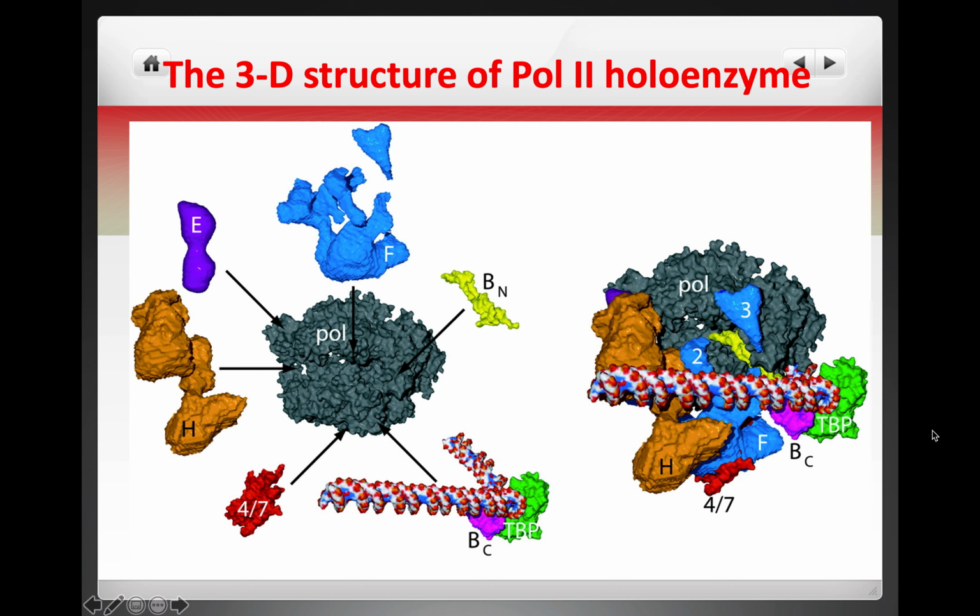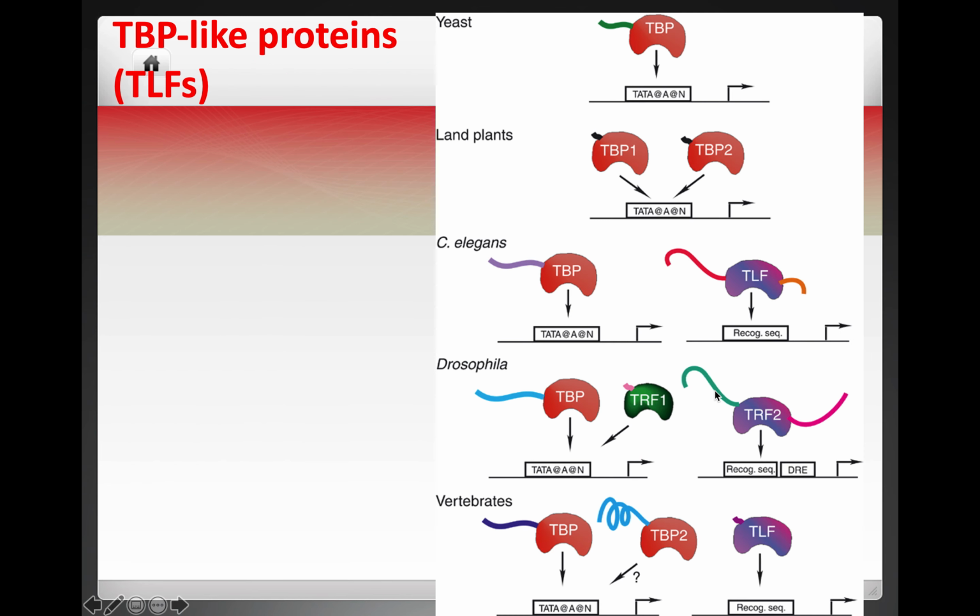You can see that this forms a holoenzyme, and it looks kind of ugly or very complex, but this is the complex that is needed to start off the transcription in eukaryotes.